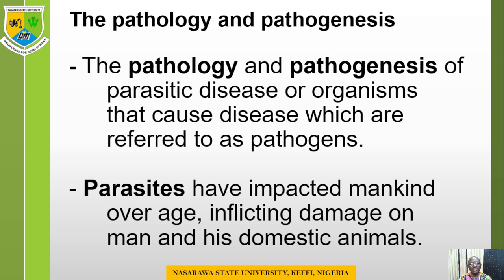Now, let's quickly look at the pathology and the pathogenesis all together. It is the parasitic disease or organisms that cause disease which are referred to as pathogens. These pathogens are living organisms that cause infection among humans, among animals, and other primates, even in the wildlife. And so therefore, it could also go to that extent to infect the vertebrates and the invertebrates as a whole. And so the parasitic disease, or rather the organism, is the major cause of a disease, at which most of these diseases are referred to as pathogens.